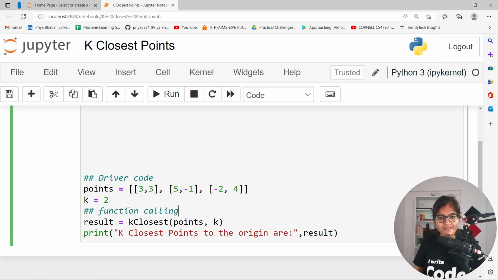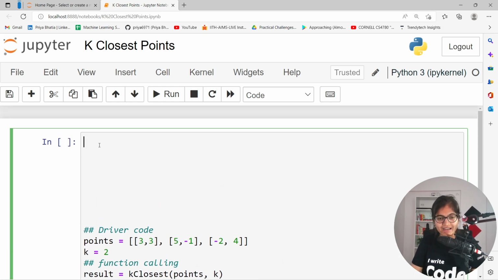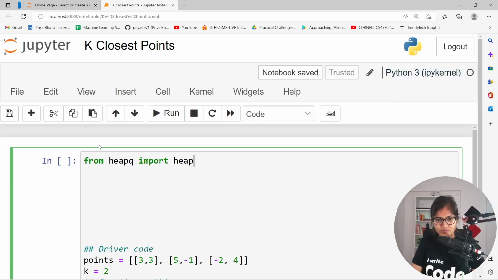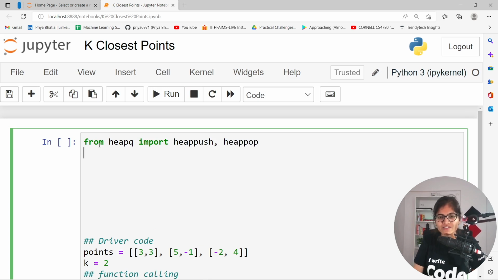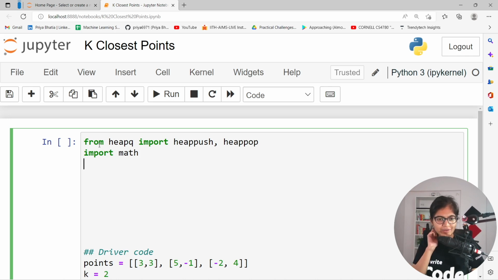Now obviously, when we are creating a min heap, we need the heapq module again. From the heapq package, you can import the functions we require, which are heappush and heappop. These are the 2 functions mainly required for the implementation. One more thing I want is to import the math library, because I want to do the square root to find the Euclidean distance. Okay, that's completely fine. Now it's the right time to move ahead towards the function definition.